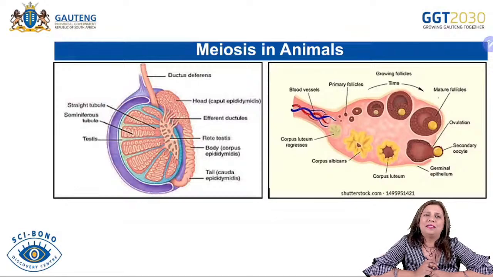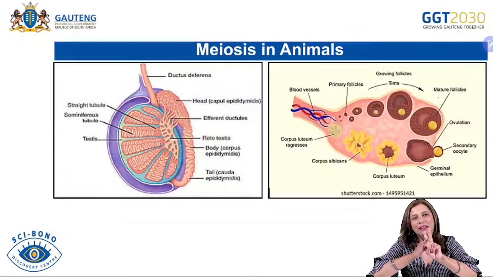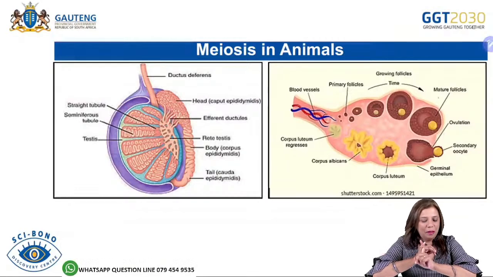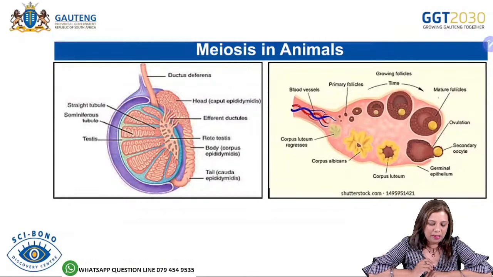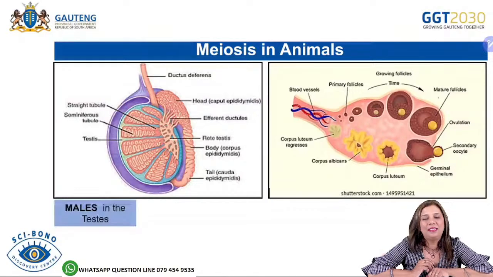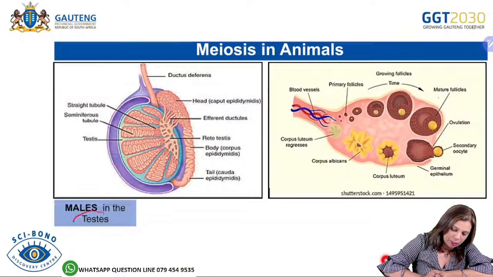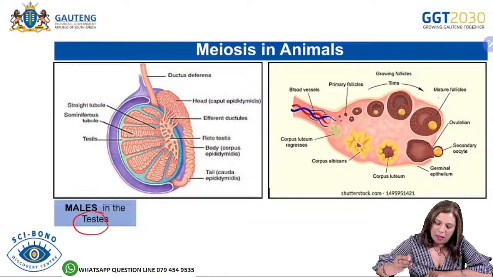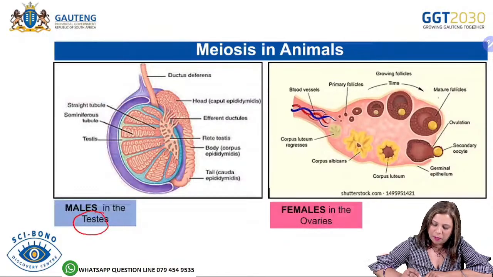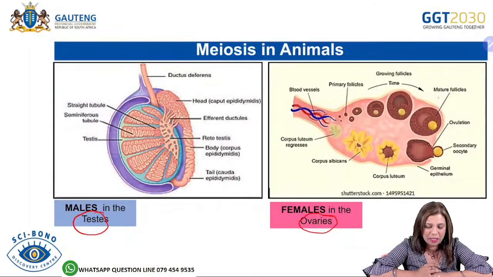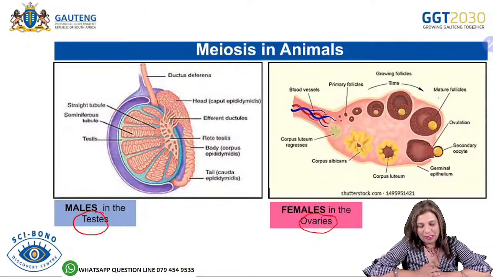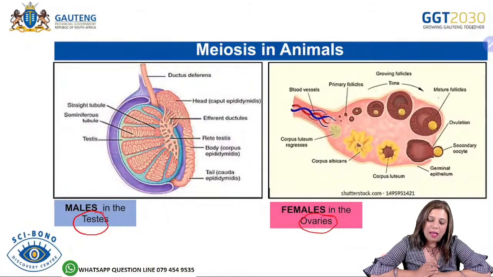So let's discuss, where does meiosis take place? Meiosis takes place in both plants and animals. In animals, as you can see, it takes place in the testes in the male, and it takes place in the ovaries in the female. Okay, so we can already see it takes place in the gametes, isn't it? In the sex cells. And then it also takes place in the plants.